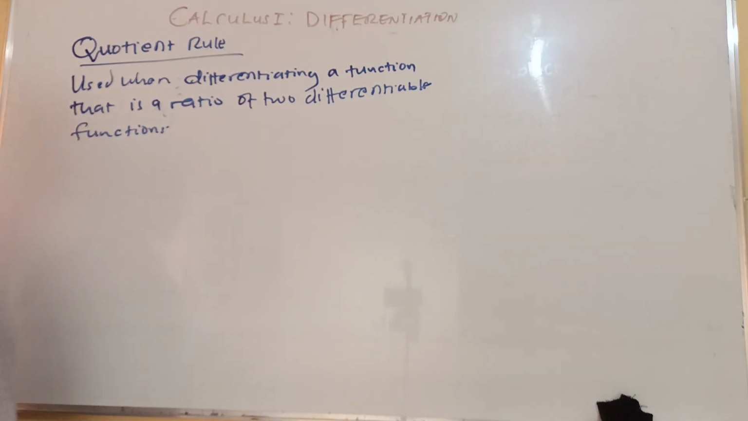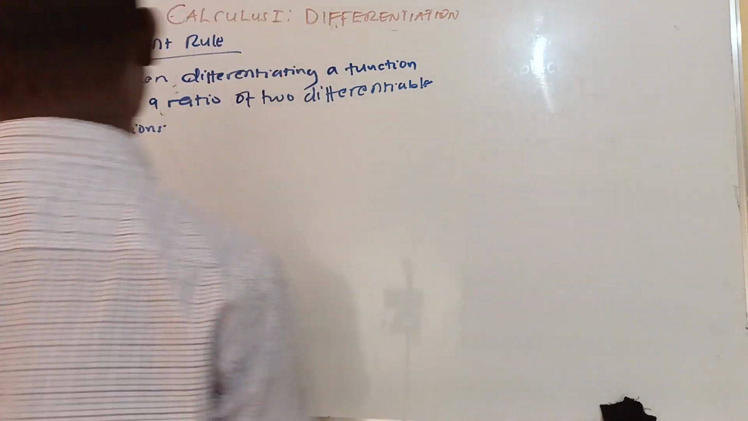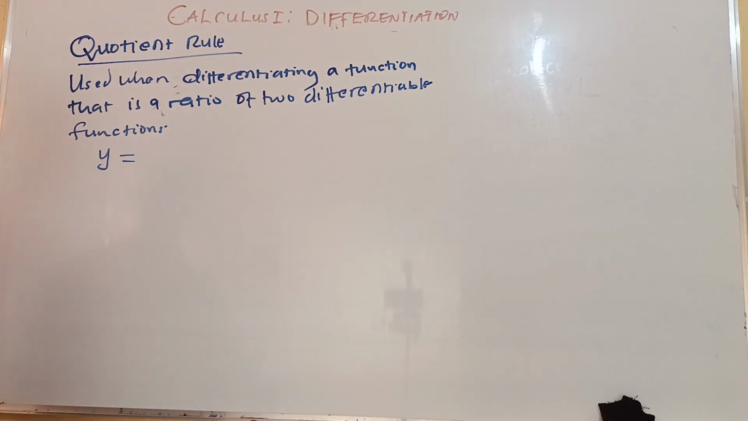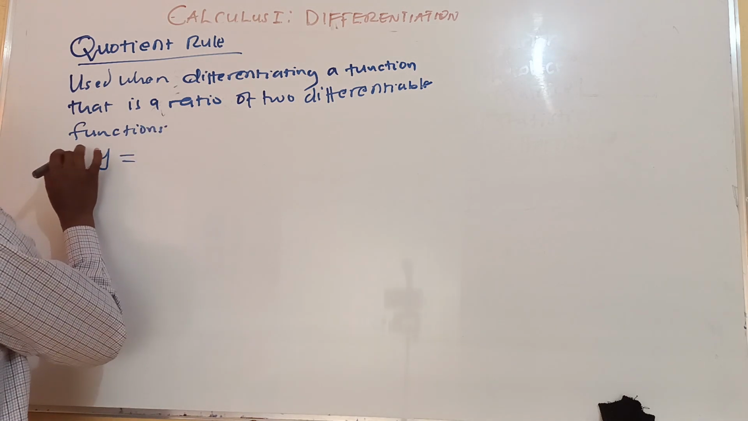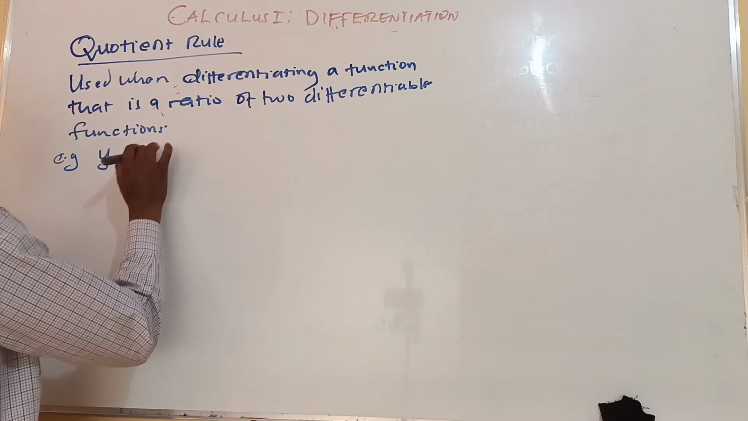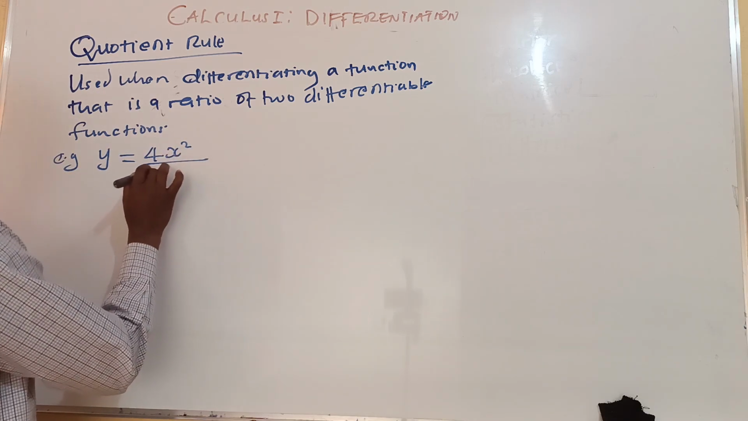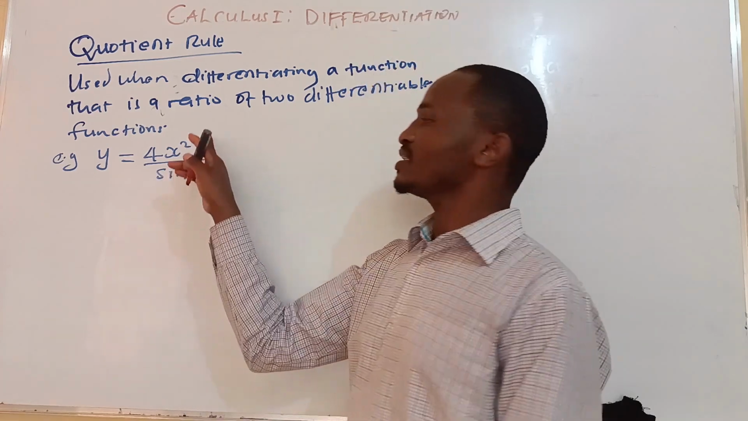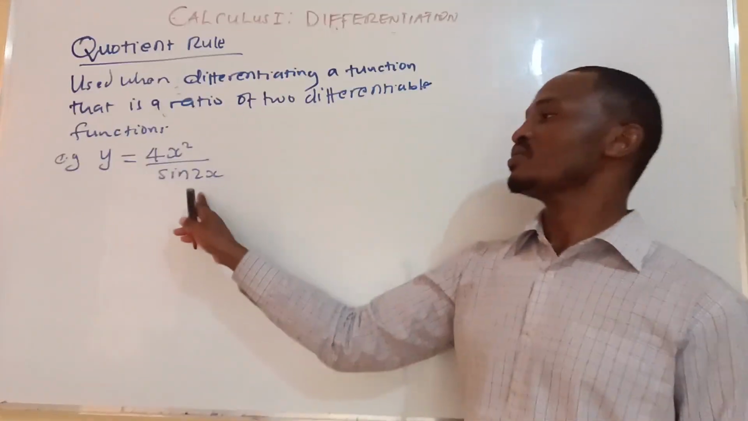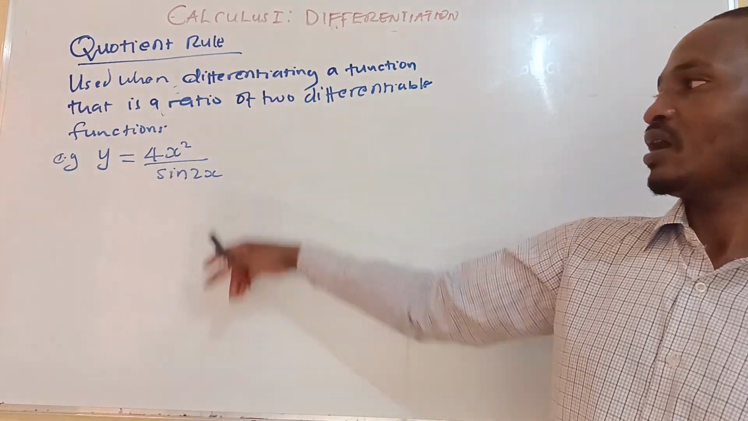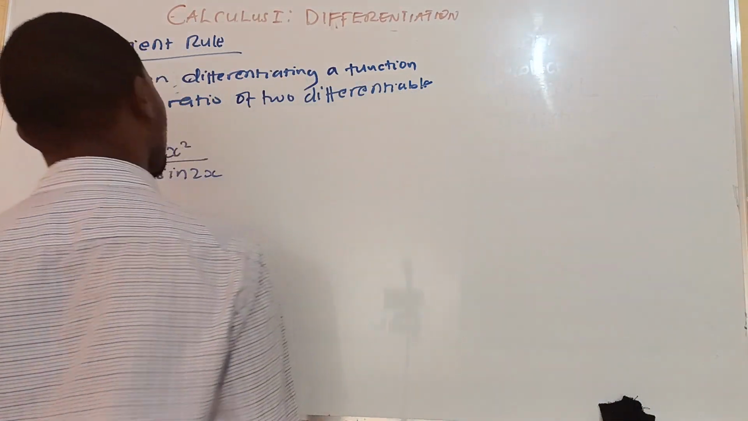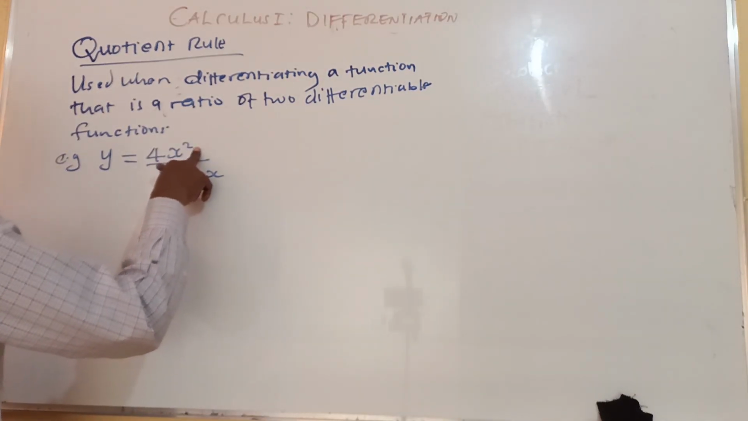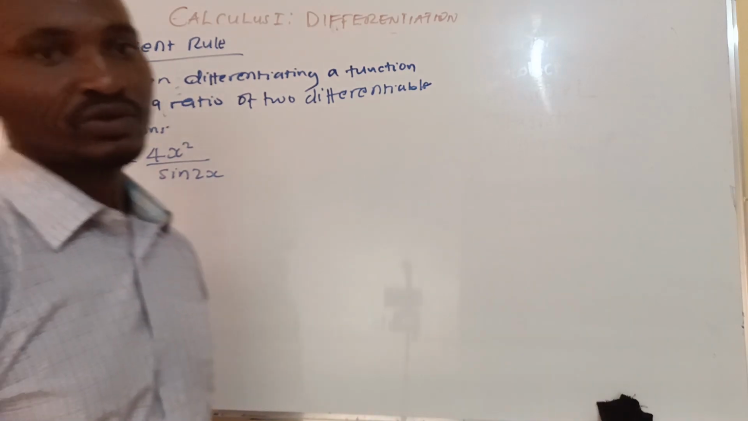Okay, for example, if we have y is equal to 4x squared over sine 2x. 4x squared on its own is differentiable with respect to x. Sine 2x is also differentiable with respect to x. So here you can apply quotient rule. Actually, it doesn't have to be both of them. If this one is a constant, you can apply quotient rule.